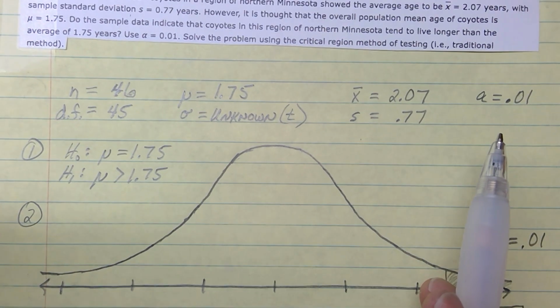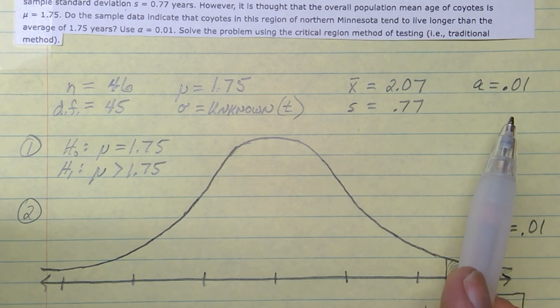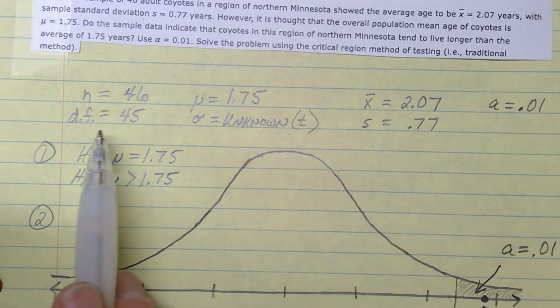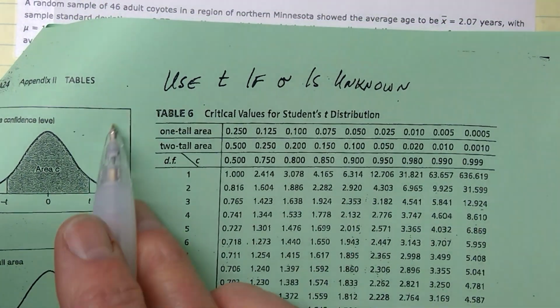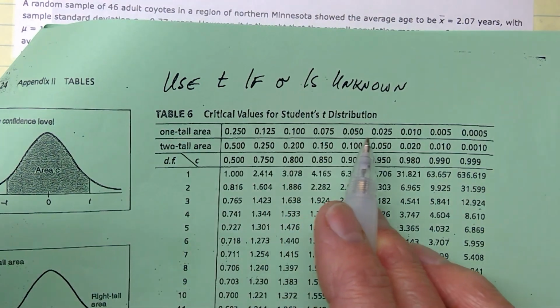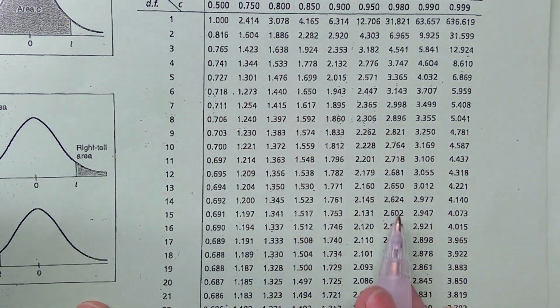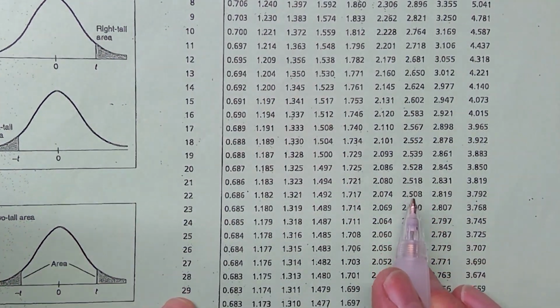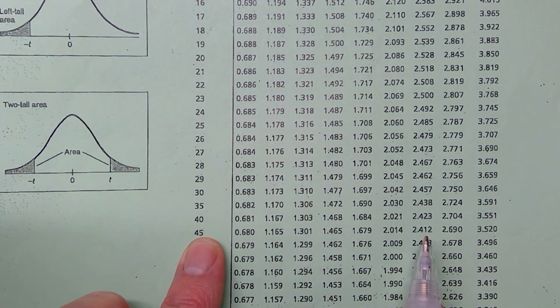And I'm going to look up a one-tailed test. If it's less than or greater than, that's a one-tailed test at a 1% level of significance for degrees of freedom 45. All right, a one-tailed test, one-tail area, and I want the area to be 1%, that's 0.01, and I want to follow that column down to degrees of freedom 45. Down, down, down, and it looks like 2.412 is where I would draw the line.